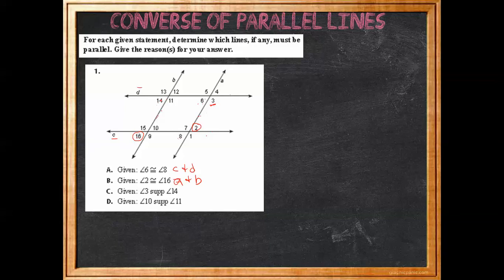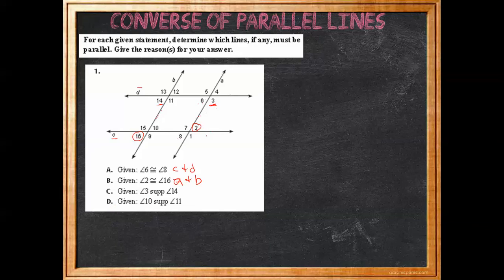Okay, angle 3 is supplementary to angle 14. Right, so there is a theorem out there for same side exterior angles, but we have not gone over that one. Same side exterior is not something we know. So for right now, we can't really prove anything for C.